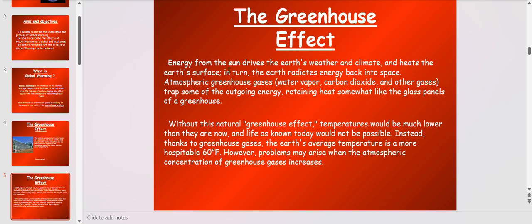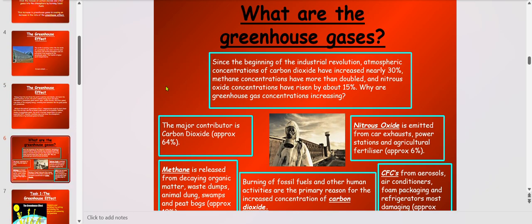Energy from the sun drives the Earth's weather and climate and heats the Earth's surface. In turn, the Earth radiates energy back into space. Without the natural greenhouse effect, temperatures would be much lower than they are now, and life as known today would not be possible. Instead, thanks to greenhouse gases, the Earth's average temperature is a more hospitable 60 degrees Fahrenheit. The next slide will be on what the greenhouse gases are.